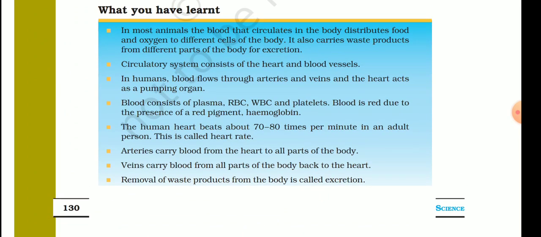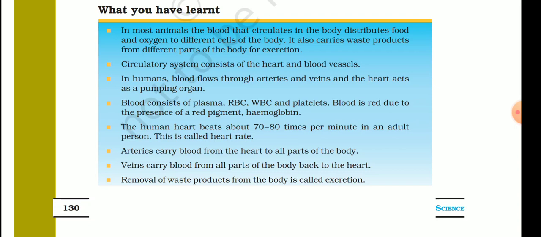The first point in what you have learned is, in most animals, the blood that circulates in the body distributes food and oxygen to different cells of the body. It also carries waste products from different parts of the body for excretion. So it is saying that blood is responsible for distributing food and oxygen to different cells of the body and also carrying the waste product out from that cell and bringing to different parts for excretion.